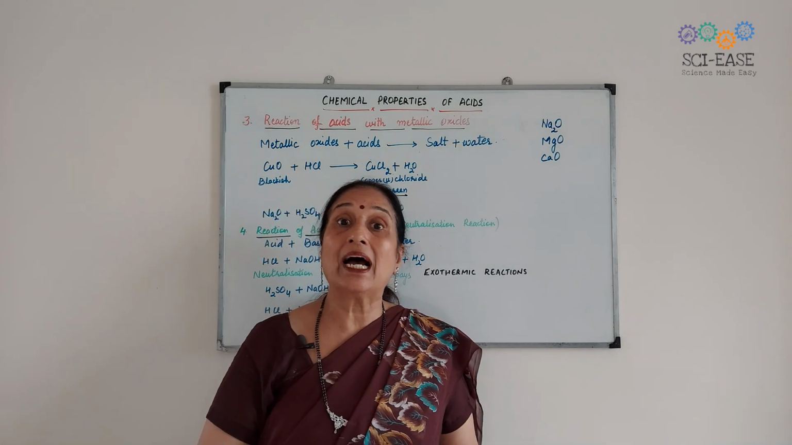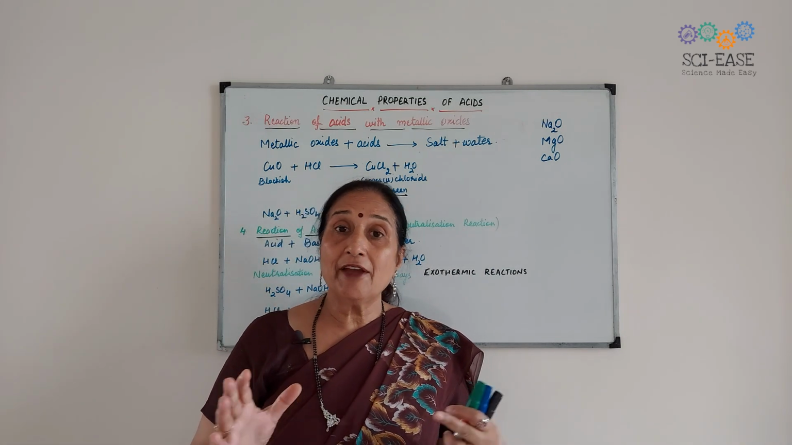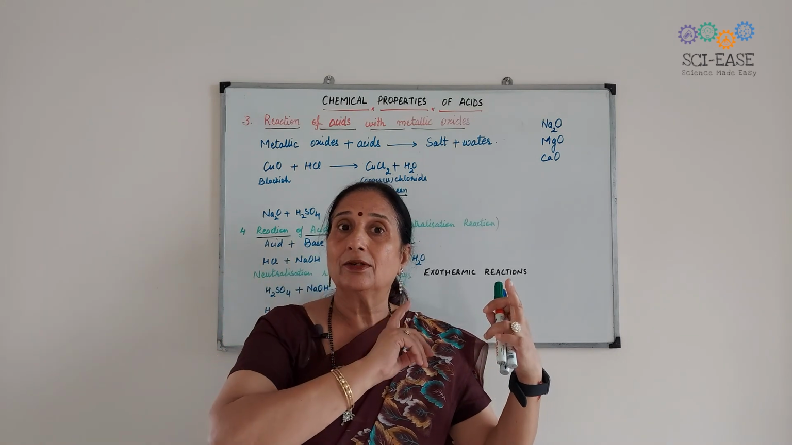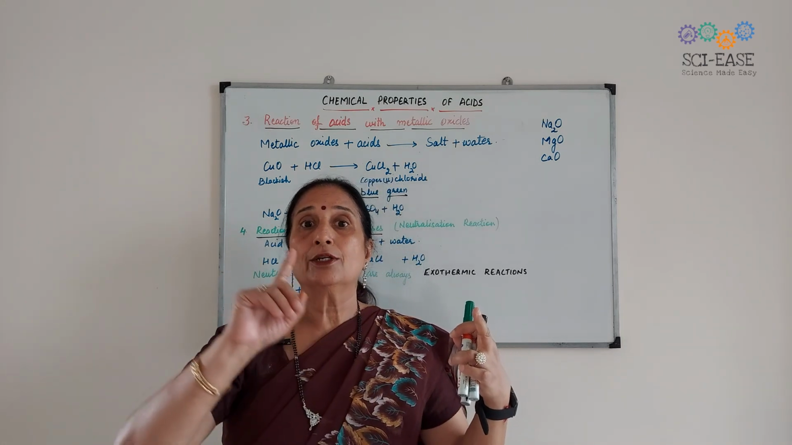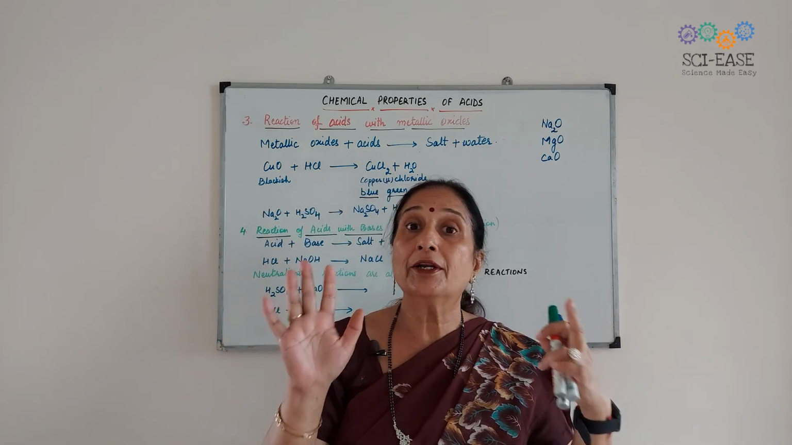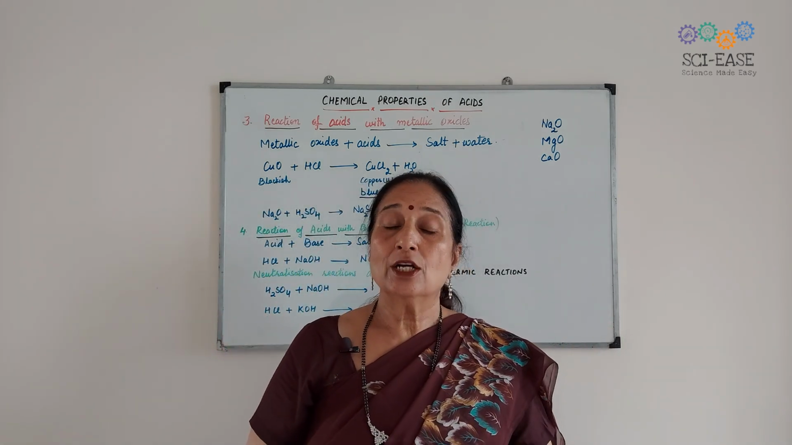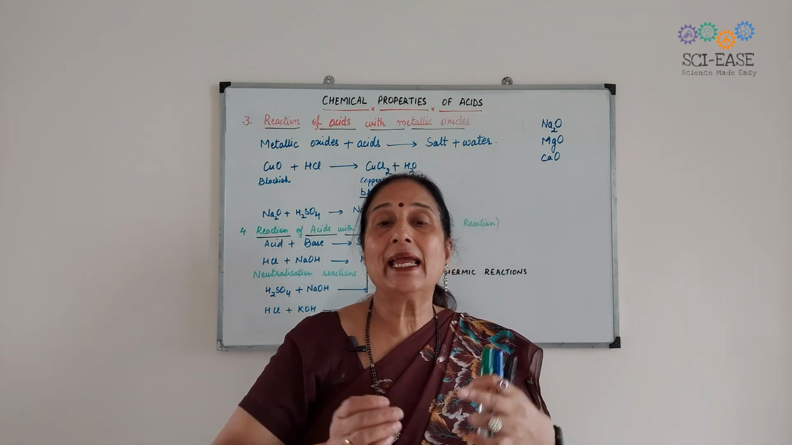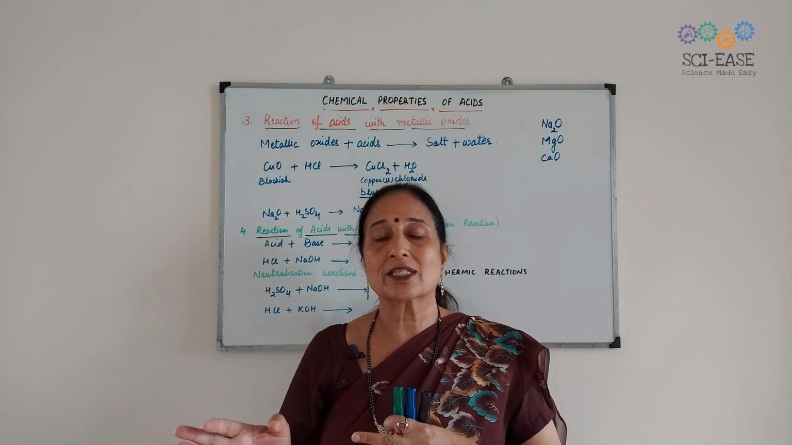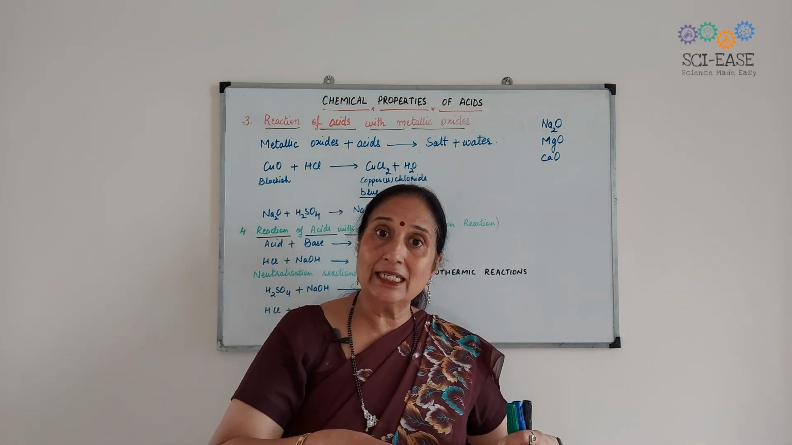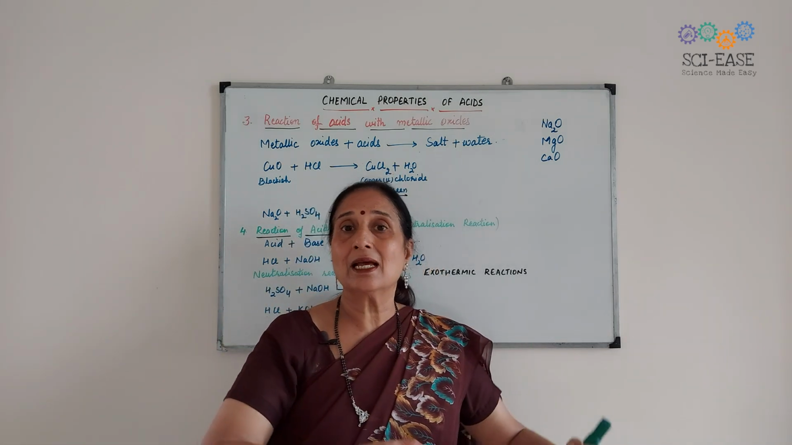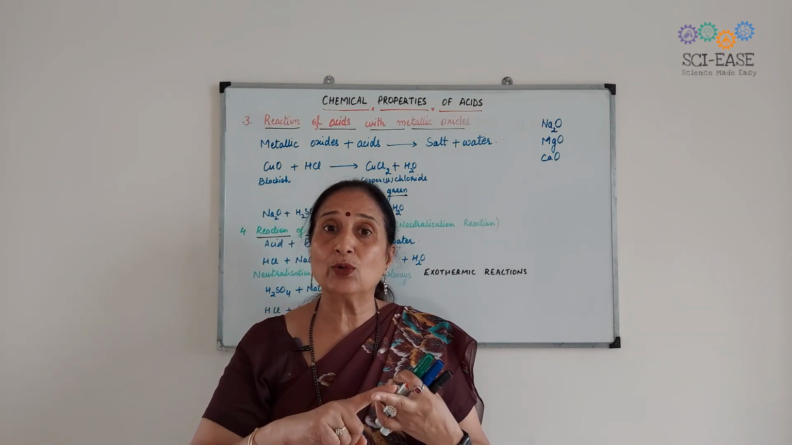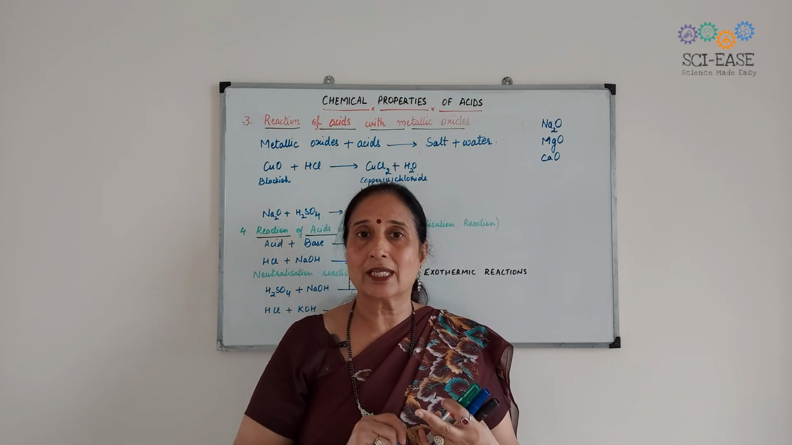What do you mean by metallic oxides? If you know the periodic table, you know that from group 1 to group 12, they are usually metals. So the oxides formed with the metals are known as metallic oxides, and the oxides formed with the non-metals are known as non-metallic oxides. So here we are taking into consideration the metallic oxides.